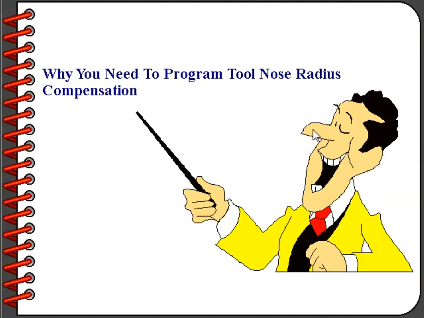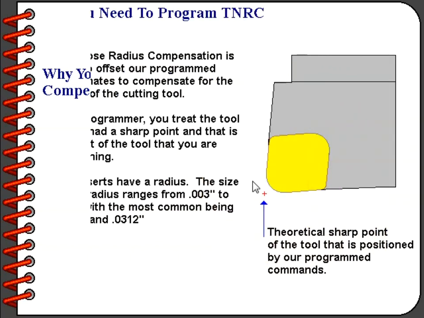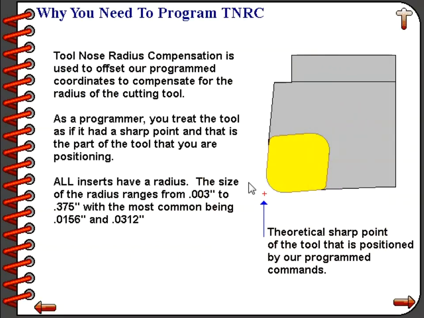Let's take a few minutes to introduce you to Tool Nose Radius Compensation, a very powerful feature that can save you hours and hours of manual calculations. When we are writing our program, we are treating the tool as if it had an actual sharp point on it. But as you may know, all tools have a radius on them.